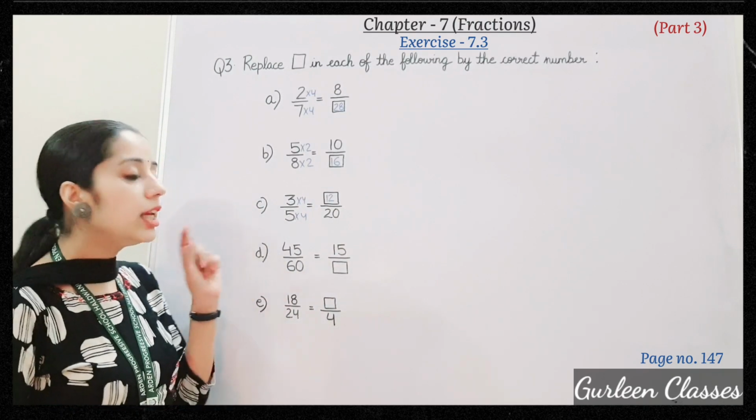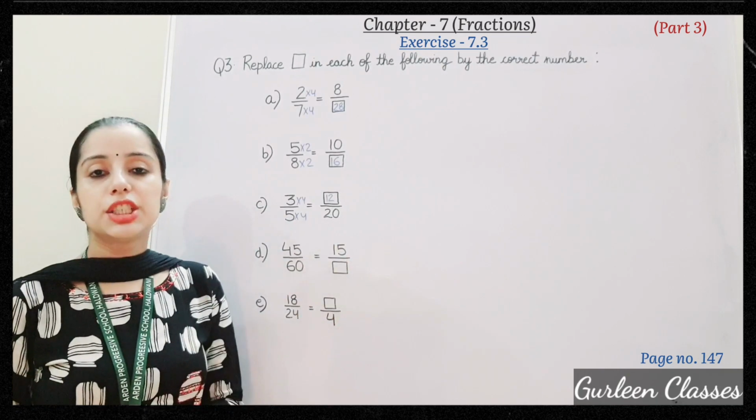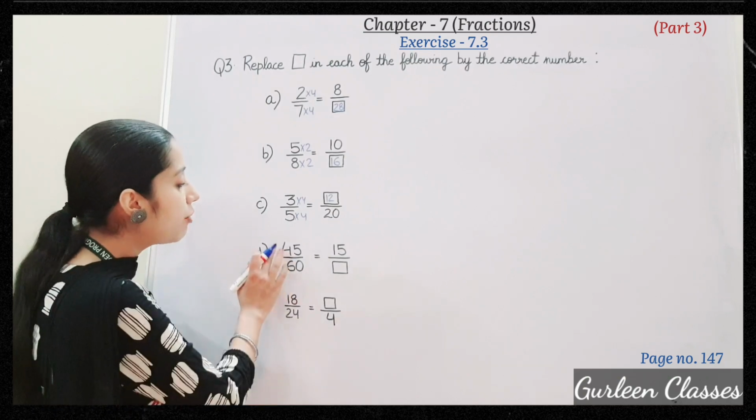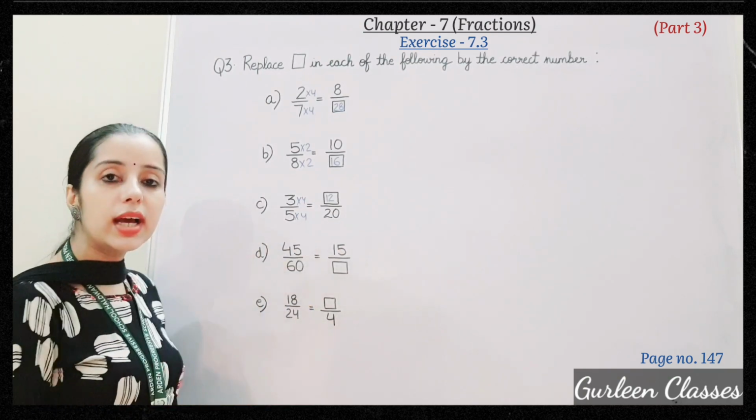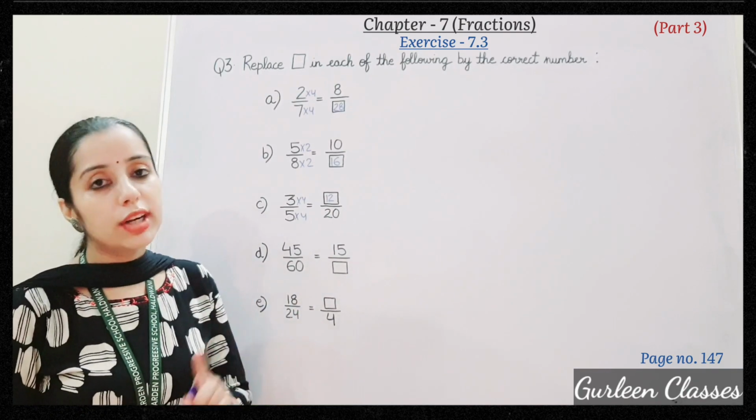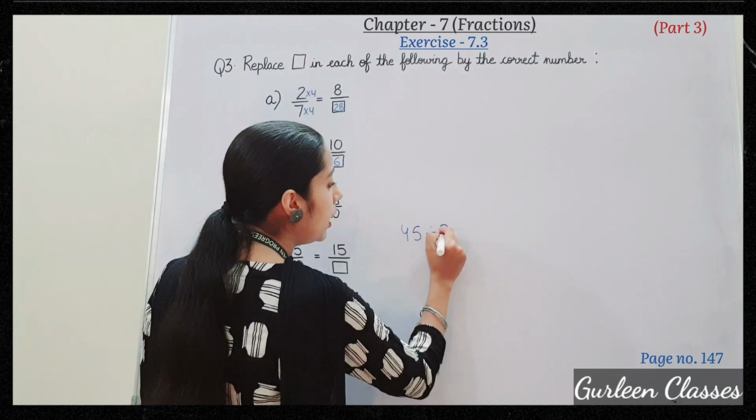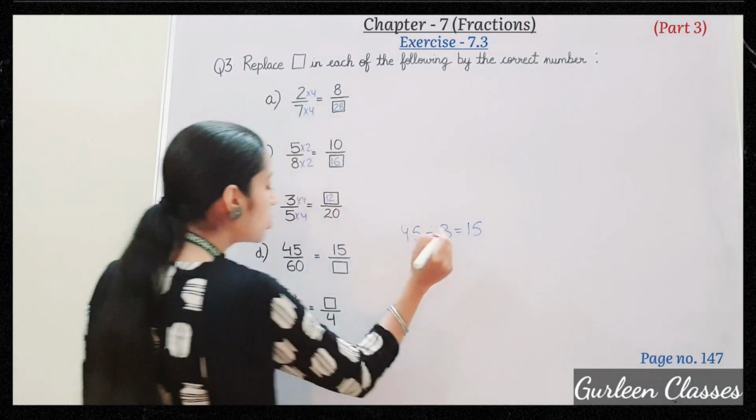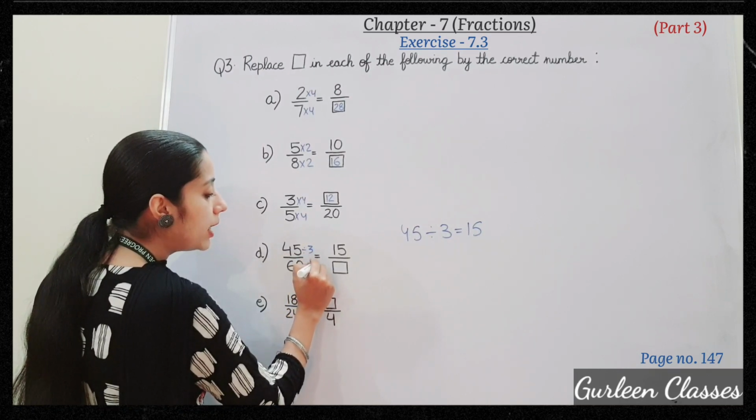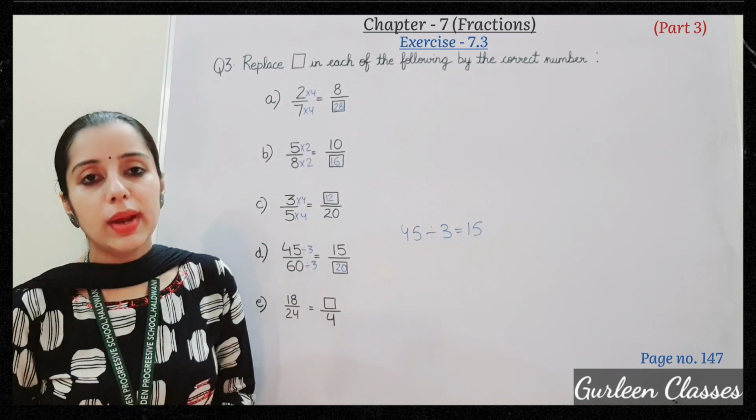D: 45 upon 60 is equal to 15 upon dash. So students, here we will divide. What will you divide 45 by to get 15? Or we can do the reverse. 15 3s are 45. So if you divide 45 by 3, we get 15. So you are dividing 45 by 3. You will also divide 60 by 3. So we get 20. The fraction is 15 upon 20.